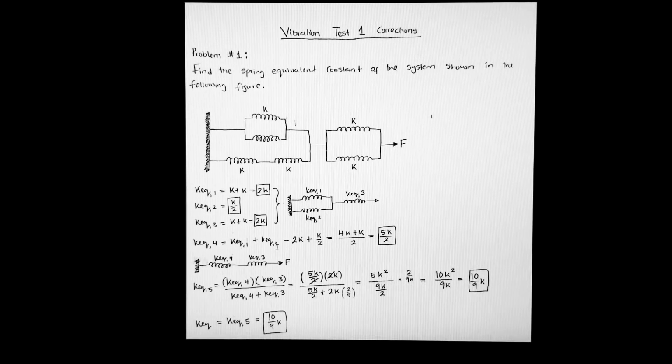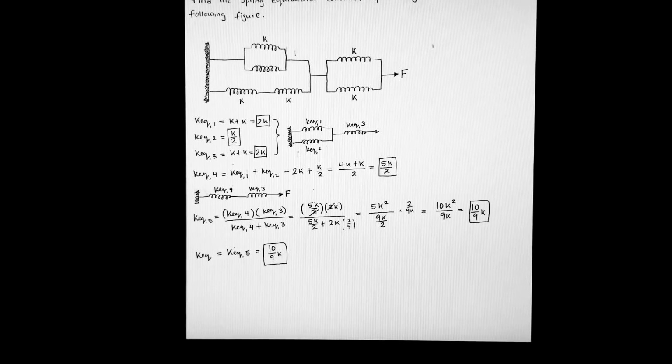After doing that, we had the sum of K1 and K2 equals K4, which we have the equation over here. Solving for that equals 2K plus K over 2, which are already solved over there, giving us 5K over 2. Then we move on with KQ4, which is the final conclusion of the right side.